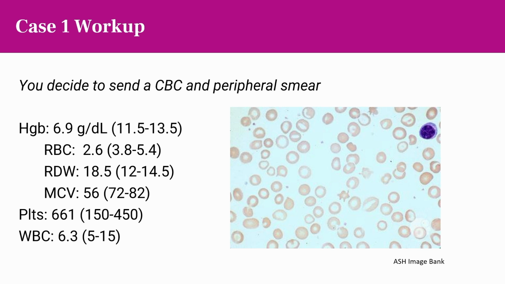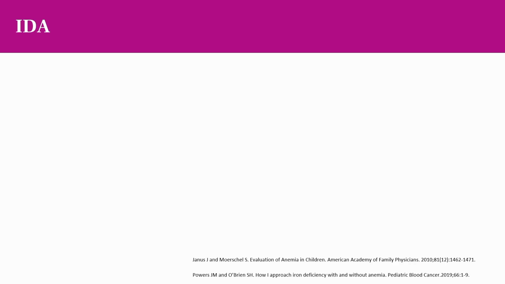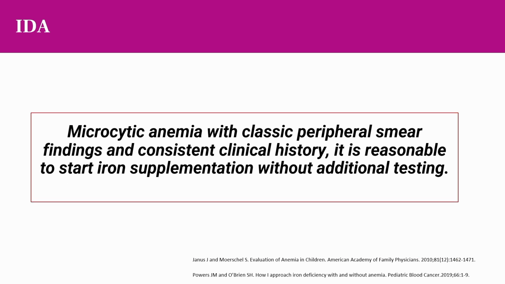You also look at his indices. You see he has a mild thrombocytosis. His platelets are slightly high with a normal white count. Your smear here is showing microcytic hypochromic red cells and a fair degree of anemia. So, this case, the patient, the labs, the history, all really point to iron deficiency anemia. And so important to know that if you have these findings, it's really reasonable to just start iron right there without any additional testing at all.